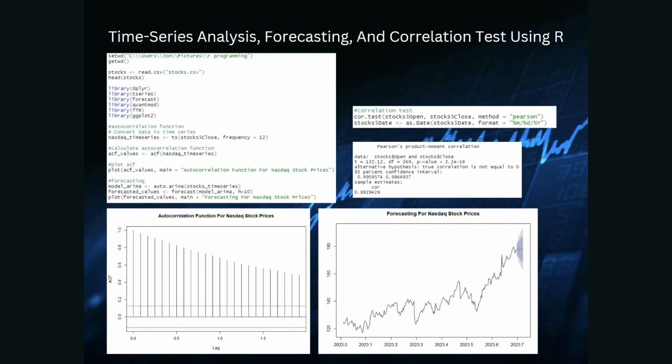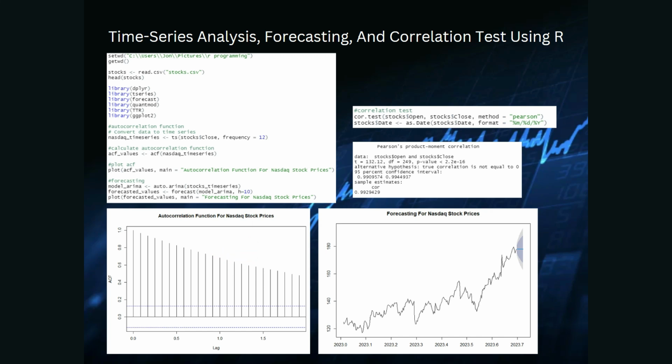And here's a time series analysis, forecasting, and correlation test using R. You can see the code I put here. The autocorrelation function serves various purposes in analyzing time series data, particularly in the context of stock markets, and also in other areas. Basically, it identifies relationships by measuring the correlations between a time series and its past values. The ACF helps to discern whether previous stock prices influence current prices.